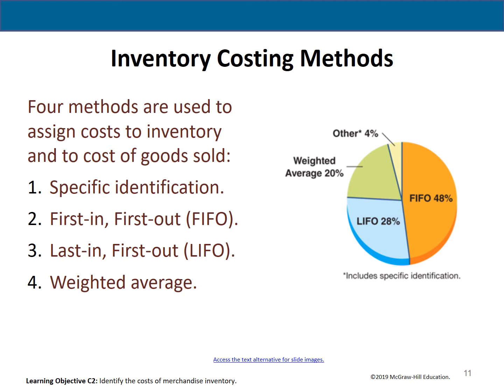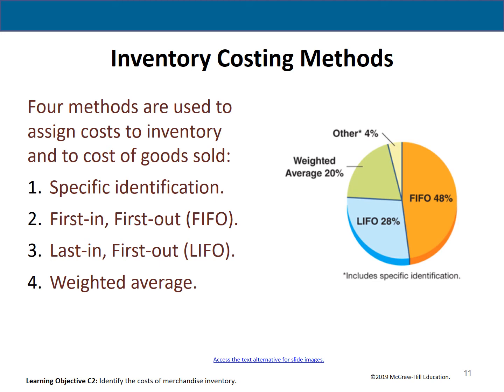So you can see 48% of companies, I think this is in the United States, use FIFO, first in, first out. So they assume the first items they bought are the first ones they sold, and that's how they remove their inventory when they sell it. 28% of companies use LIFO, which, by the way, we're the only country in the world who uses LIFO, last in, first out. It was created by Congress for tax purposes. The FASB adopted it. Okay?